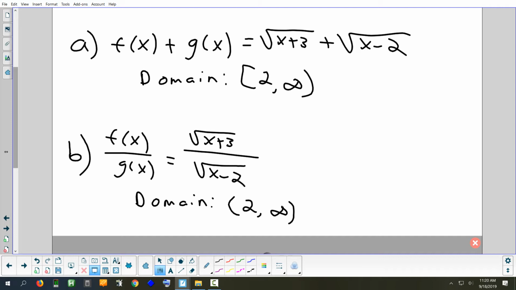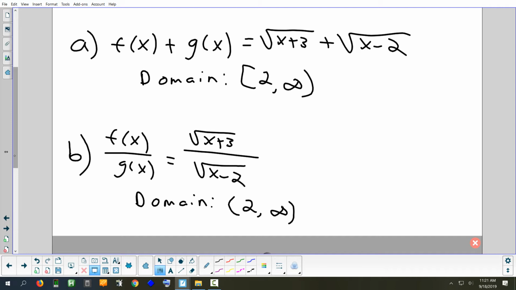The reason it's greater than 2 is not because you're taking the square root of 0. Square root of 0 is fine. The problem is the square root of 0 is 0, and you can't divide by 0. You can't have 0 in the denominator. So, any question about the small change between the domain from A and B? It's small, but it's important. If you mix it up, it's totally wrong. Including or not including a number is a big difference.